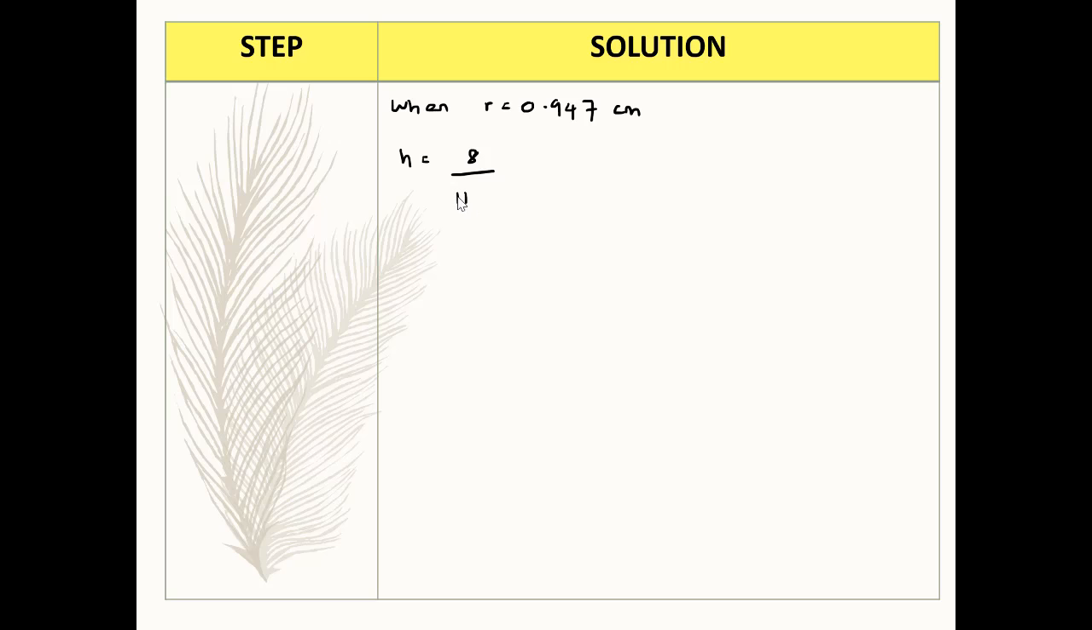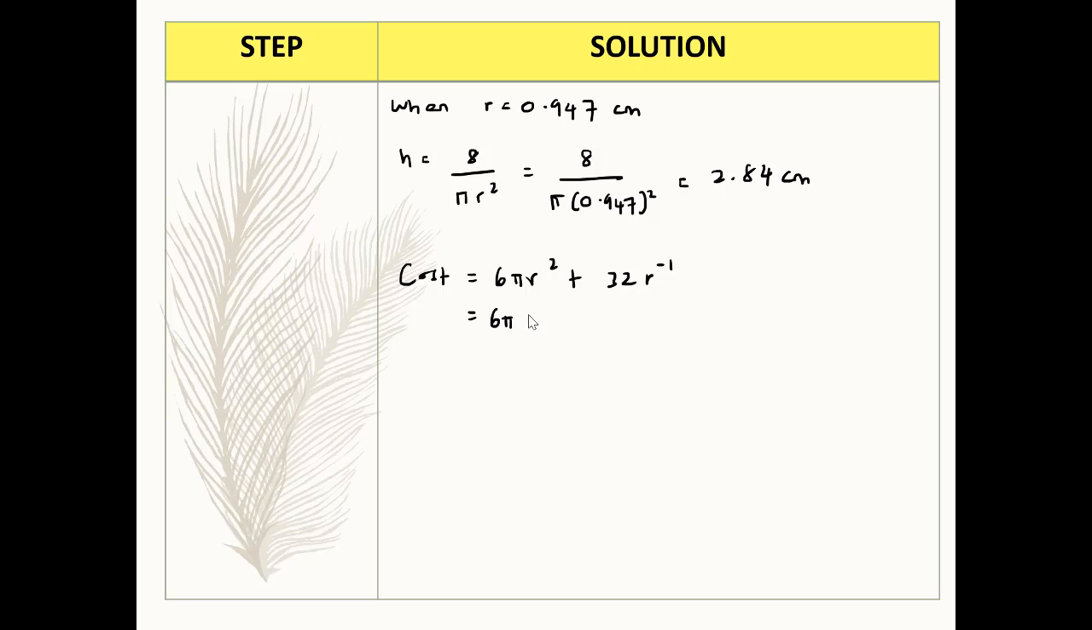And the next, when r equals 0.947, we will get the value of h. We substitute into the formula of h. And then we got 2.84 centimeter, and then we substitute the value of r and h into the formula of cost. And then we got the cost for the cylinder is 50.7, right?